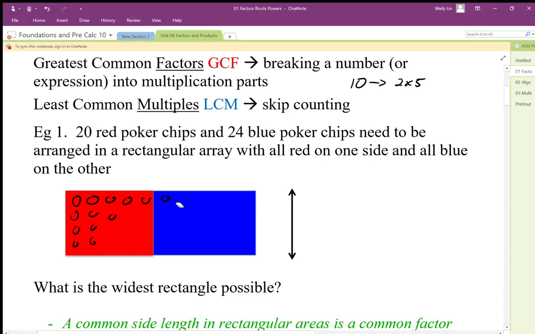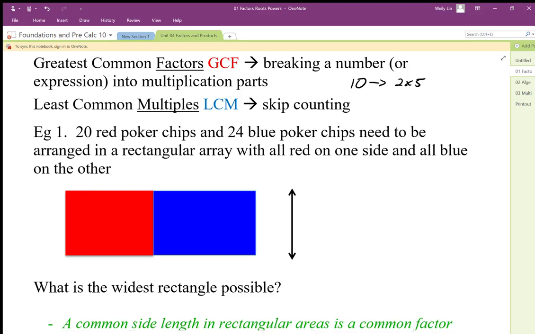Okay, so what we want to do is figure out how we can arrange these poker chips so that the red side and the blue side have the same number of rows. So there's a few different ways we can do this. And what we're looking for is the widest possible way we can arrange this. So what we're looking for is a common number of rows, or a common edge length. And when we're talking about common edge lengths, we're really talking about a common factor.